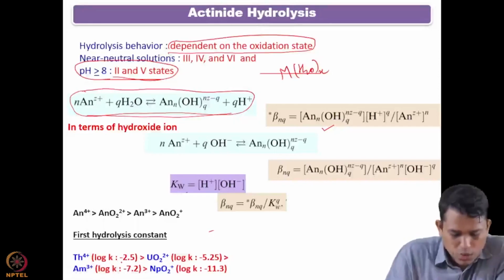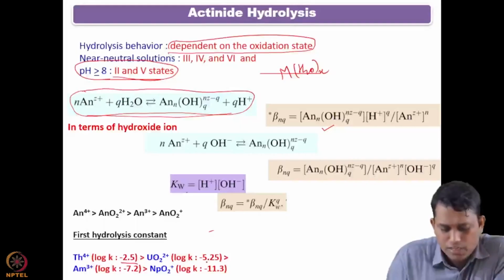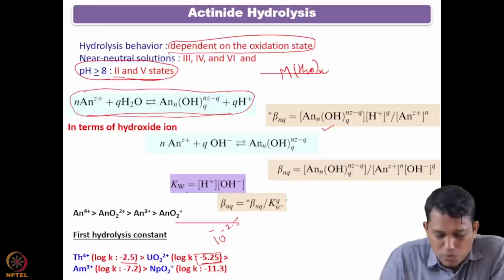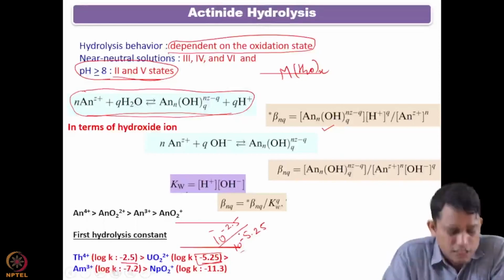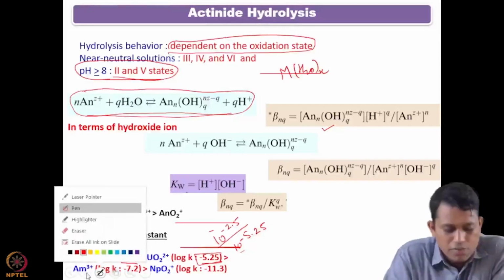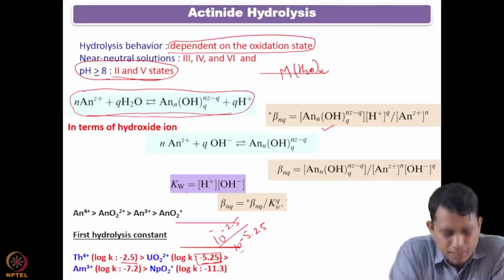If you see thorium, the log K value for this hydrolysis reaction is around minus 2.5, whereas for uranium it is minus 5.25. These are the log K values. So if you try to write them in the form of K, this will be 10 to the power minus 2.5 and 10 to the power minus 5.25. What I mean by that, if you just take the ratio, you can say the tendency of thorium to get hydrolyzed is almost 500 times more than that of the uranyl ion. And when you talk about uranium to americium, it is again almost 100 times lower than uranium.